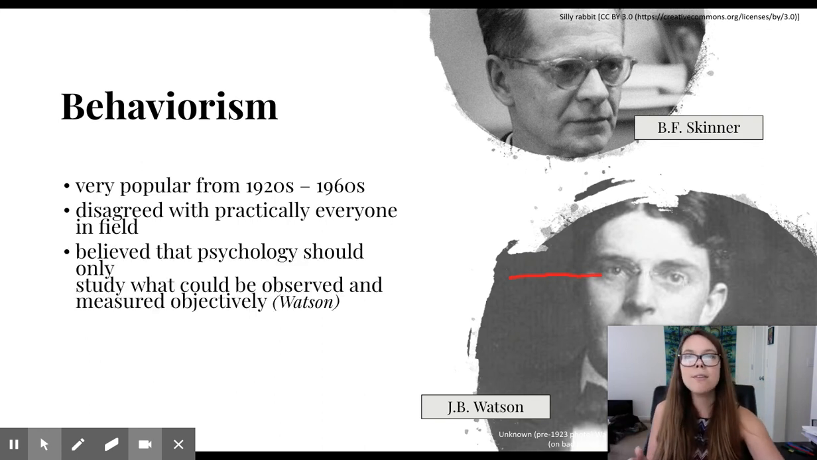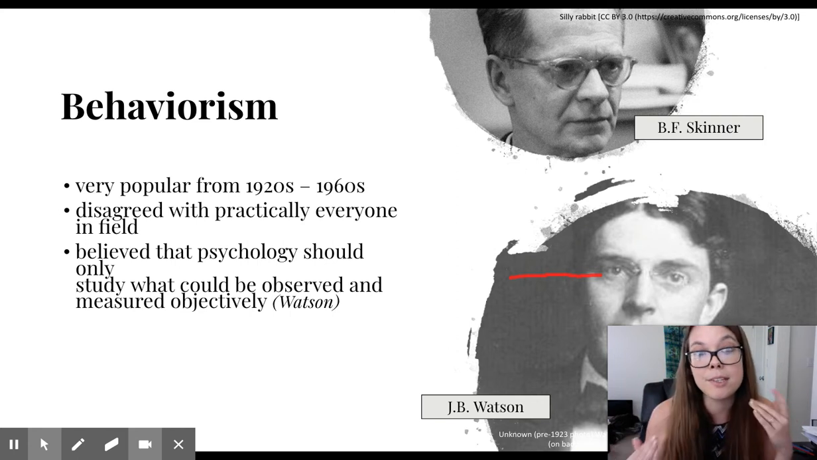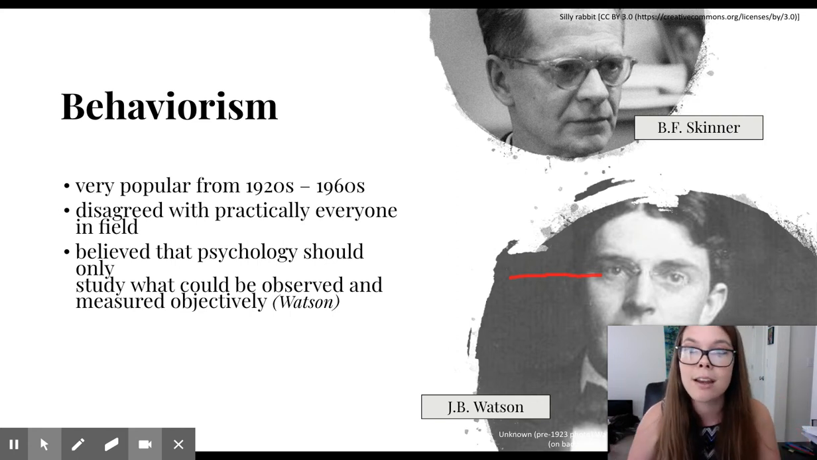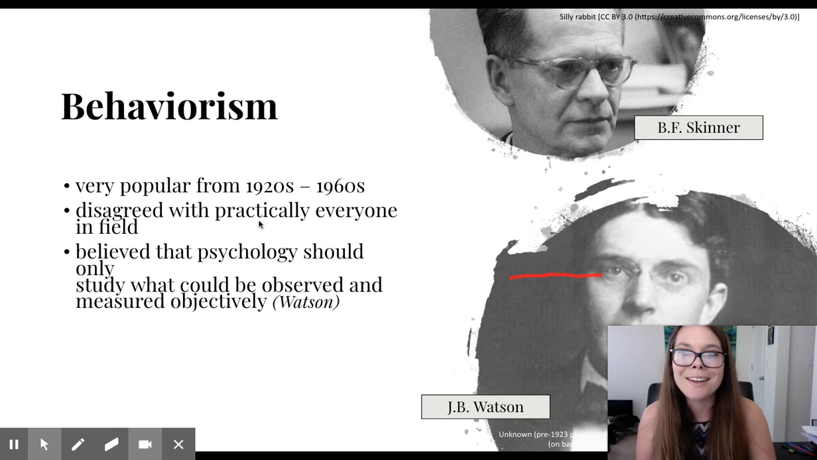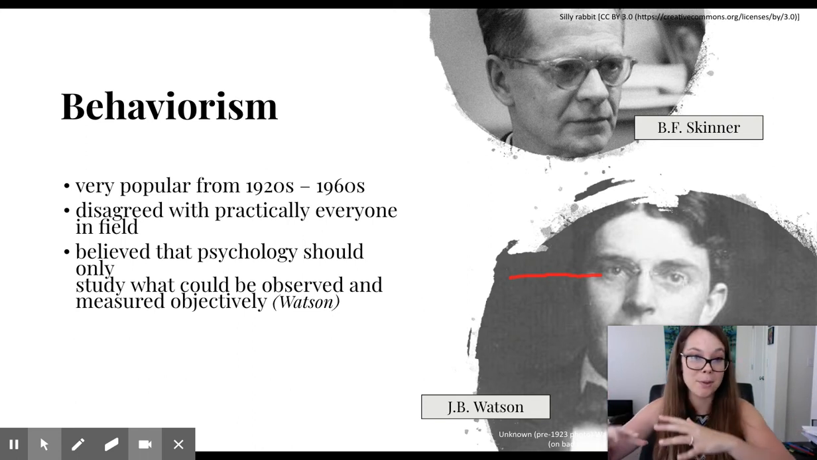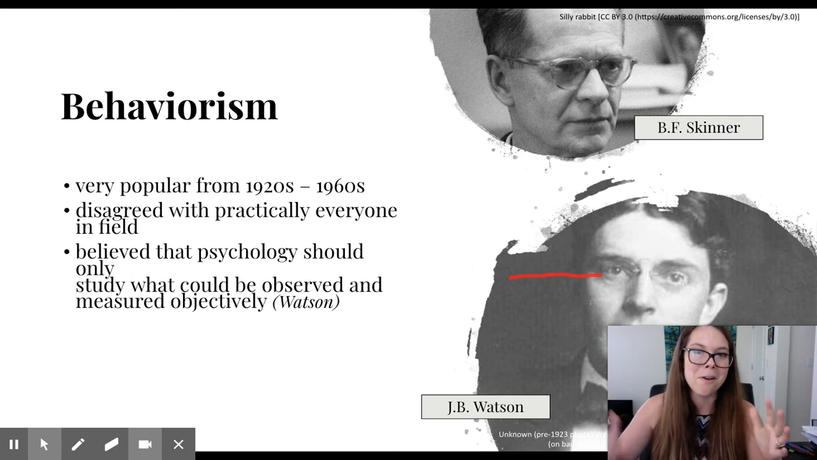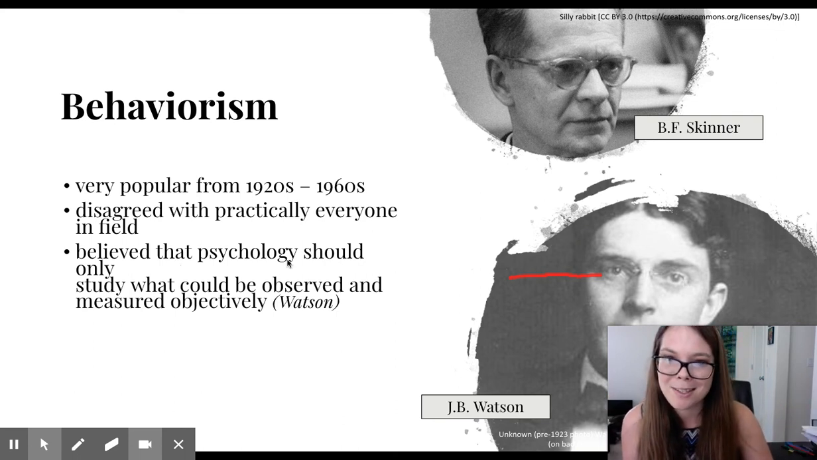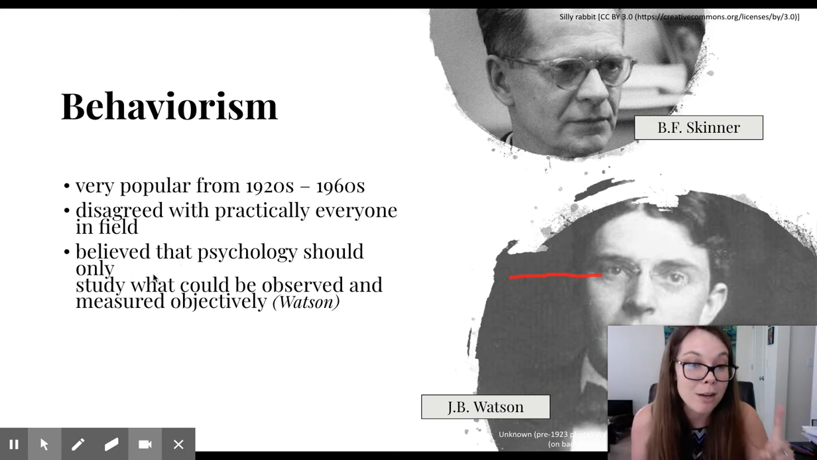Right? So again, behavioralists want to be able to see what they're looking at and what they're observing. They disagreed with practically everyone else in the field. Something funny about these psych lenses is that cognitive psychologists hate behavioralists because behavioralists don't think about the mind when they make these decisions, and vice versa. They believe that psychology should only study what can be observed.